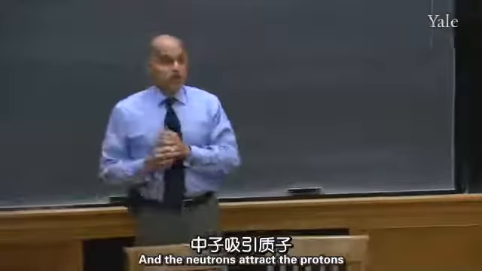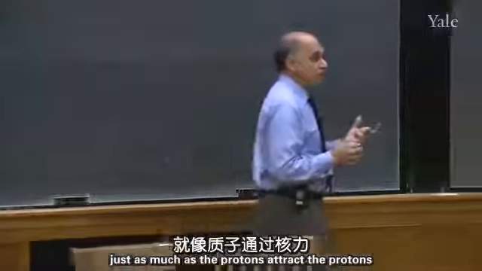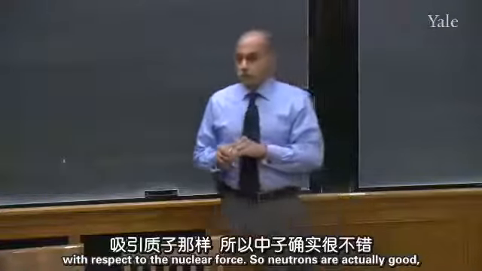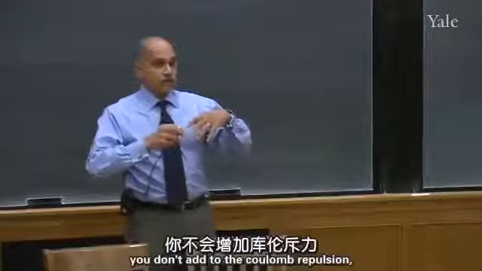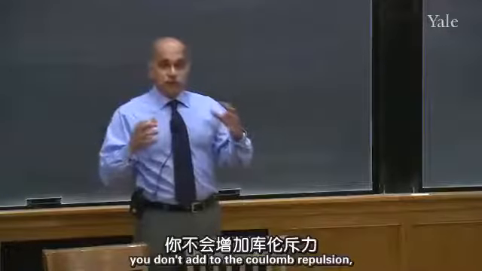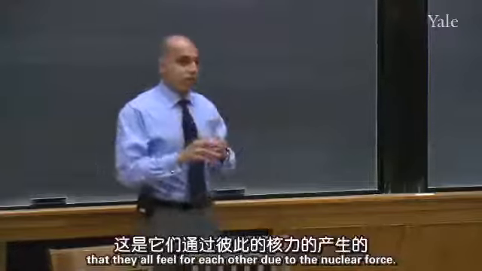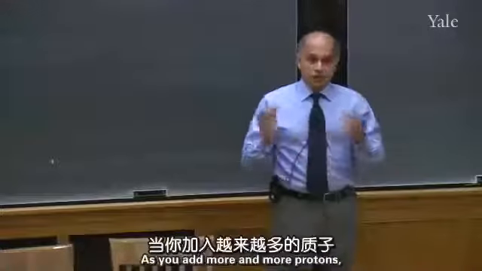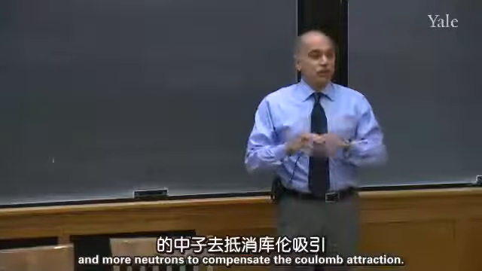And the neutrons attract the protons just as much as the protons attract the protons with respect to the nuclear force. So neutrons are actually good, because when you throw an extra neutron into an atom, you don't add to the Coulomb repulsion, but you add to the overall attraction that they all feel for each other due to the nuclear force. So neutrons are like the glue. As you add more and more protons, you will find you've got to add more and more neutrons to compensate for the Coulomb interaction.